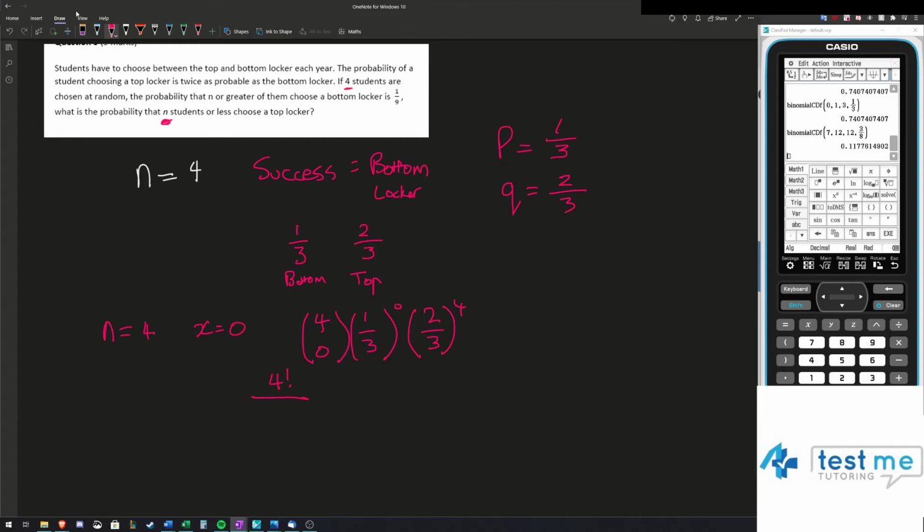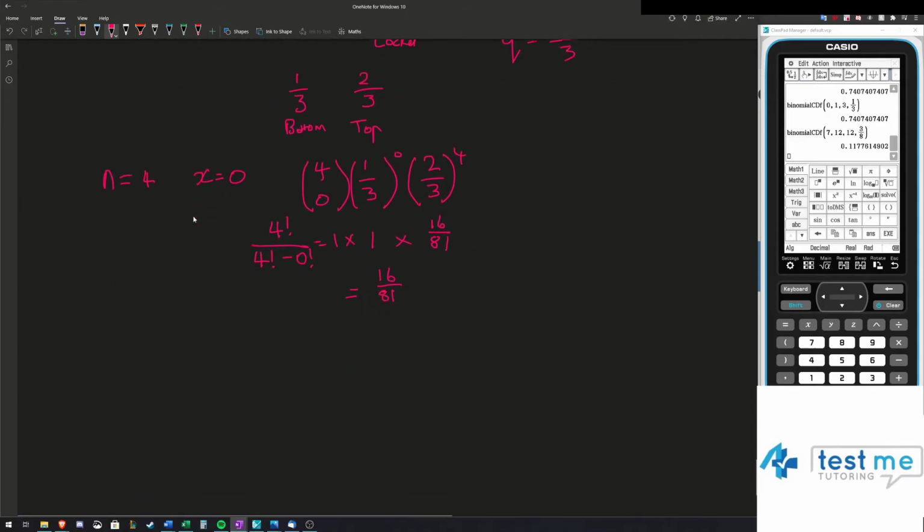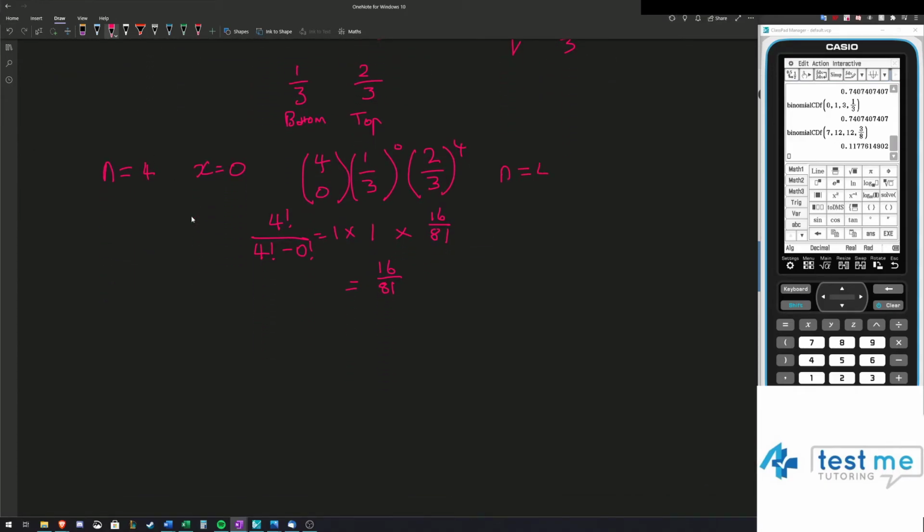4 factorial over 4 factorial minus 0 factorial, which gives us 1, times 1 over 3 times, and what's this? 16 over 81? Yeah, 16 over 81. Sorry, I just realized, that's meant to be 1, because anything to the power of 0 is 1. So that is 16 over 81. So the probability that the 4 students all chose a top locker, because there's no successes for the bottom locker, is 16 over 81. So it's pretty probable.